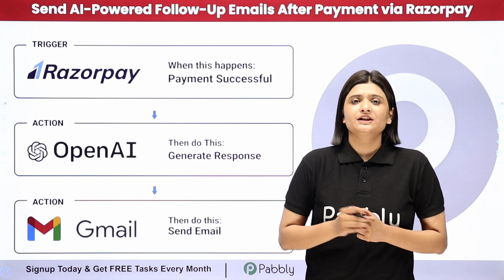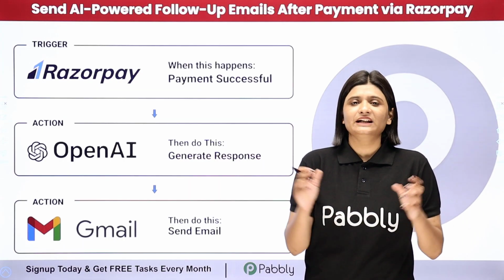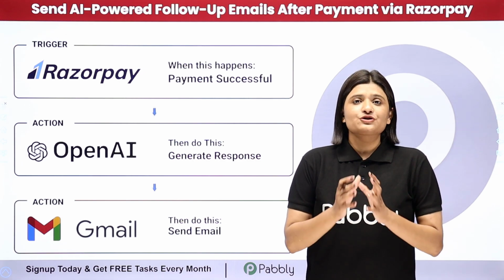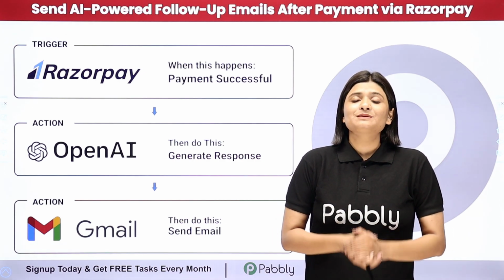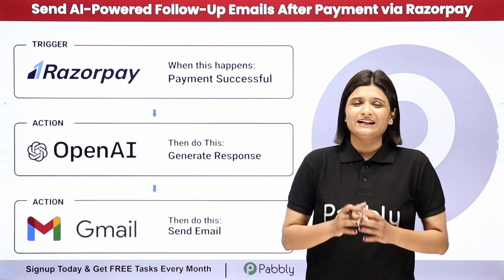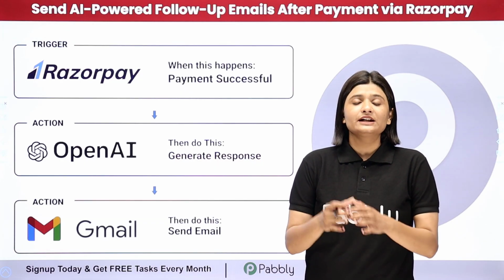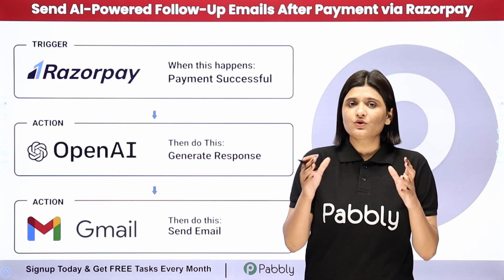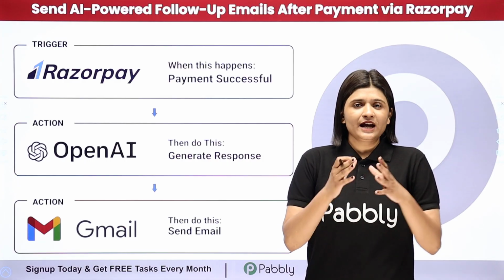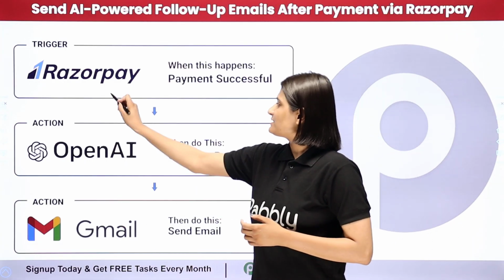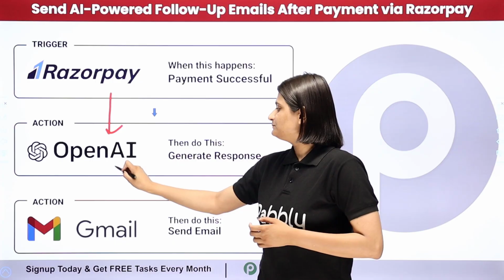Doing this manually will consume a lot of time, so I've completely automated this process. And to do this automation, I'm going to use Pabbly Connect. So Pabbly Connect is an amazing automation and integration software which requires no coding or programming skills. Here I just need to build a connection between Razorpay, OpenAI and Gmail.